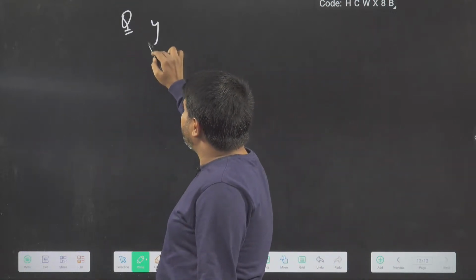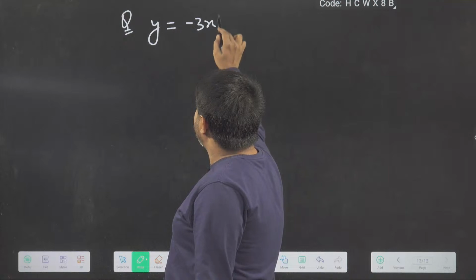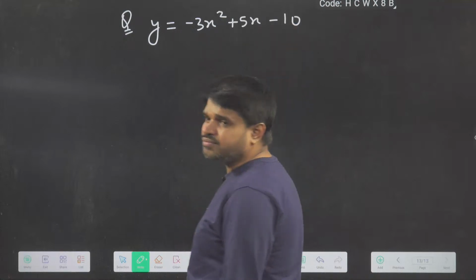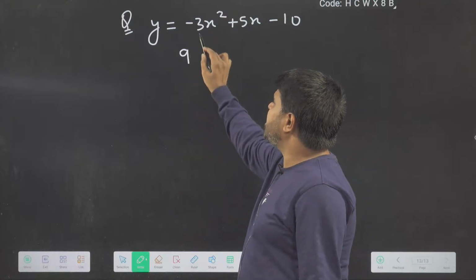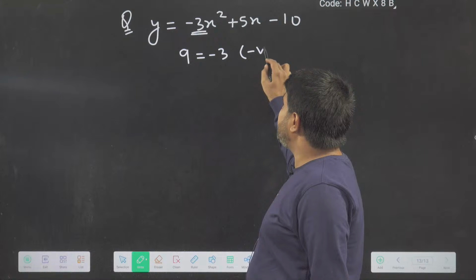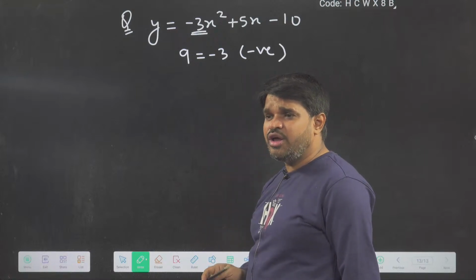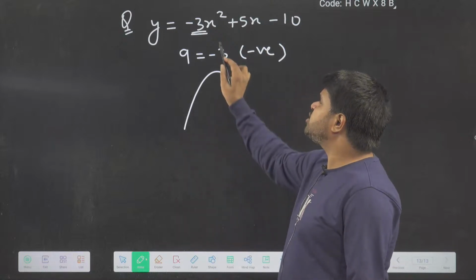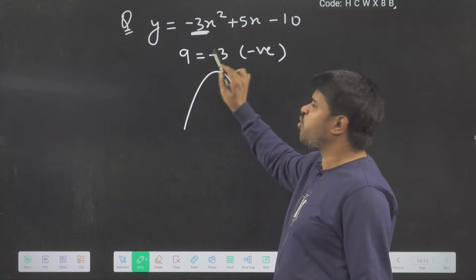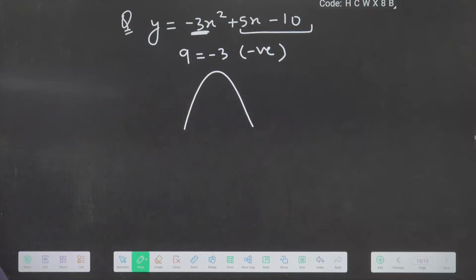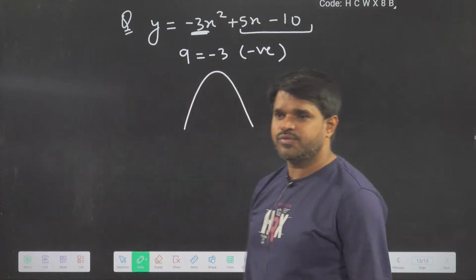So tell me first question. Y equals minus 3x square plus 5x minus 10. What is a here? A is minus 3. Negative or positive? Negative. Which kind of parabola? Downward facing. You just need to see the coefficient of x square. Don't see anything else. All the other things are useless. But at this stage they are useless. Later on we will see.